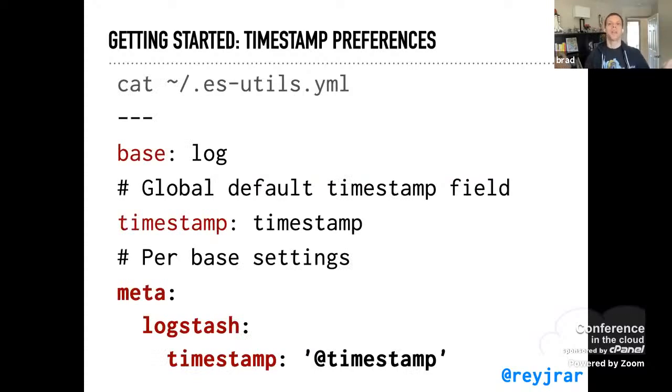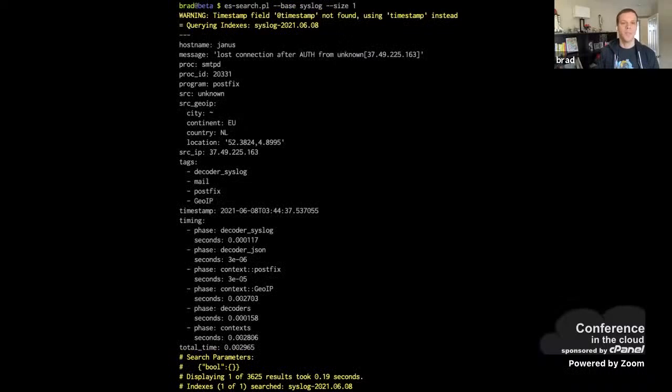What if there's more than one base? Well, that's fine. We don't want you to type too much either. If you add a meta section into the ESUtils, you can say for the logstash base name, we're going to use timestamp at timestamp, but for the rest of our indexes, the default timestamp is timestamp without that at sign. And you can list as many index base names there and timestamps as you need. So back to the output.